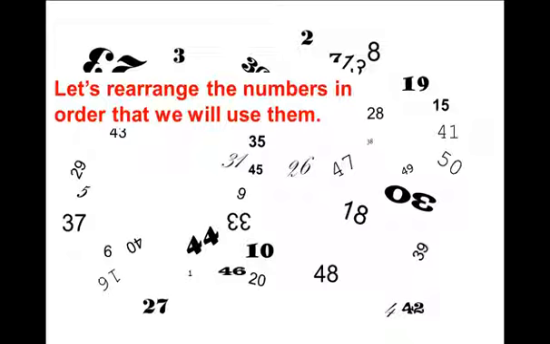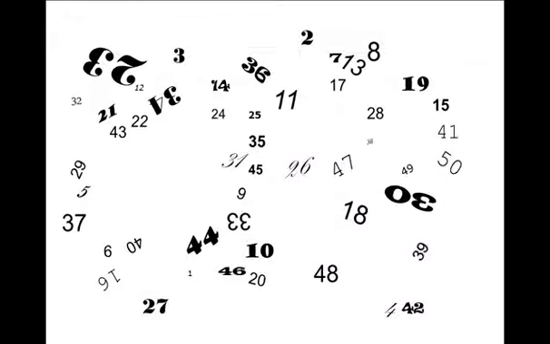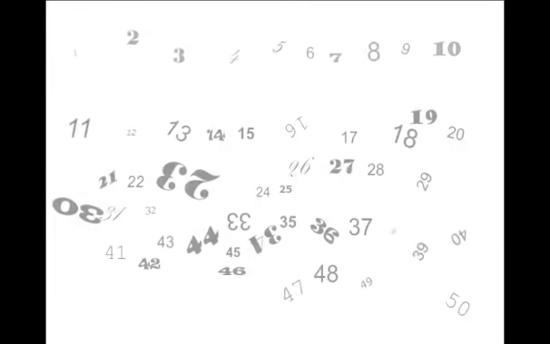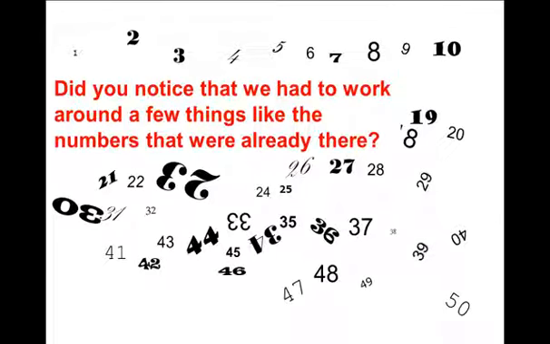So a place for everything and everything in its place. So let's rearrange the numbers in the order that we'll actually use them. So we're going to move the number 1 over, move number 2 over, put 3 there, move 4 up, try to find a place for 5. We'll keep going until we get it in some type of order here. All right, but we still had to work around a few things, things that are already there. We didn't have time to make everything absolutely perfect, but at least we got things lined up.